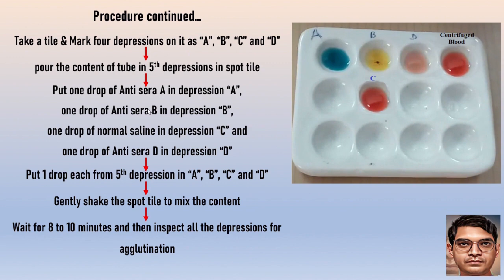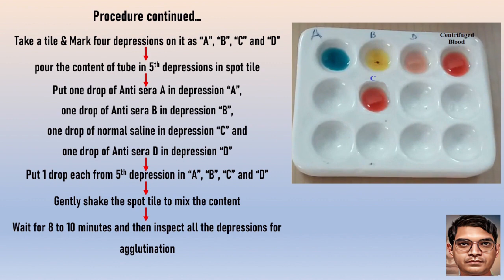Now take 1 drop of antisera A in depression A, 1 drop of antisera B in depression B, 1 drop of antisera D in depression D and 1 drop of normal saline in depression C. Mix the content by gently shaking the tile. Wait for 8 to 10 minutes and then look for the agglutination. Agglutination will look like clumps, as you can see in depression B.